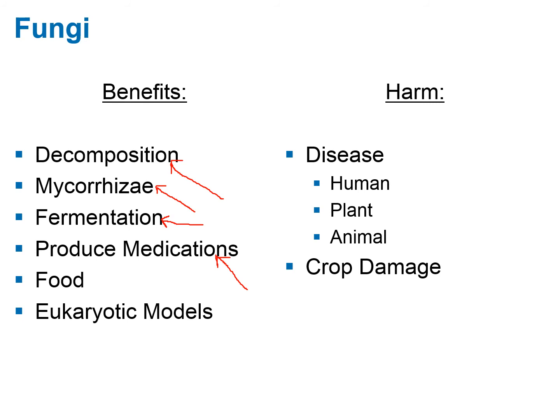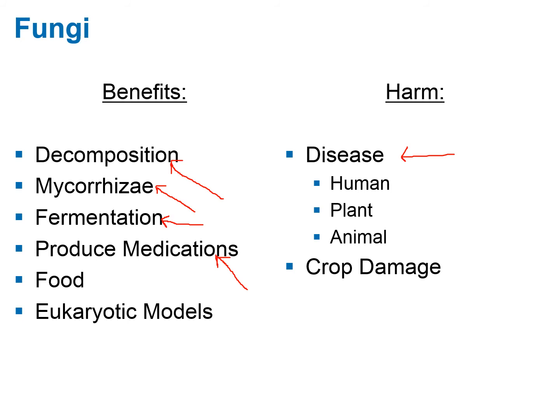Now, a small number of fungi are responsible for causing disease in humans, animals, and to a larger extent, plants. It's estimated that fungal diseases are responsible for about 1.6 million deaths worldwide annually, and about 1 billion people suffer from severe fungal disease every year.